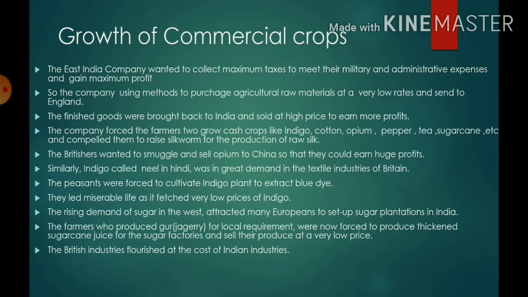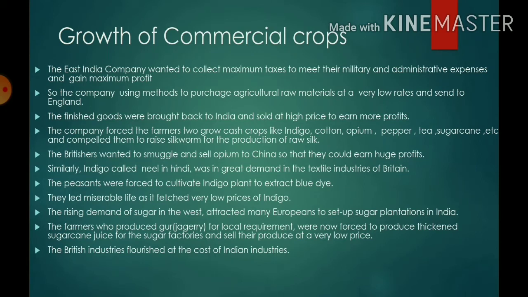For that cause, they compelled our farmers to cultivate commercial crops like opium, indigo, sugar, cotton and jute. The British wanted to smuggle and sell opium to China so that they could earn huge profit.